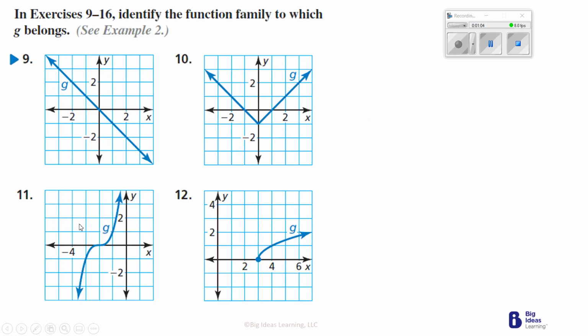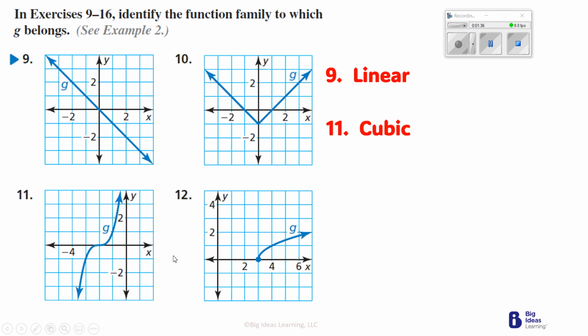Let's keep moving on. Number 9 is a straight line. And we know any straight line has the word line in linear, so that means it's a linear equation. Let's see, number 11, this is curved, okay? When we have this, this tells me that it's going to be cubic. Cubic. And it's curved and it's going up and down, cubic, right? Let's go and move on.